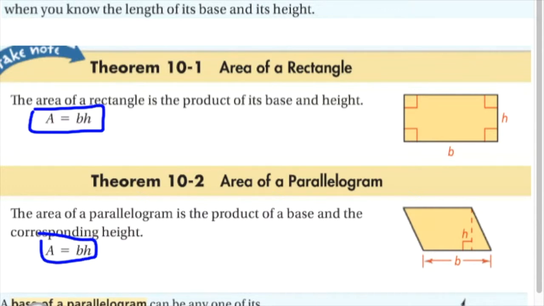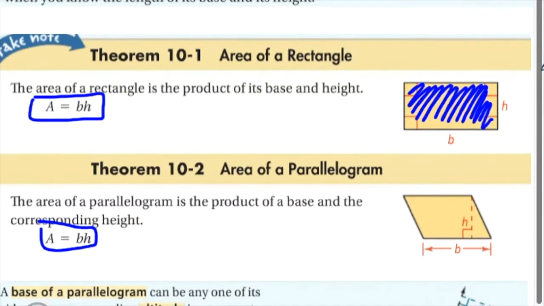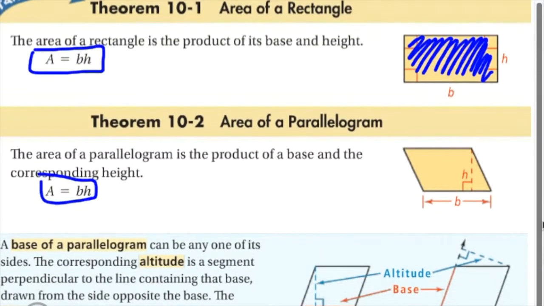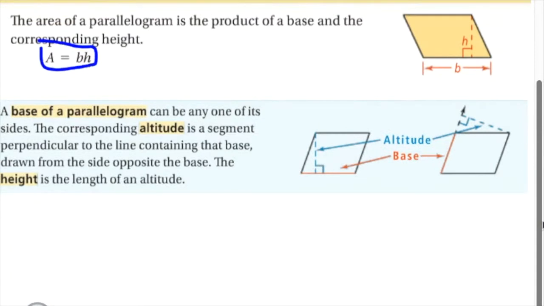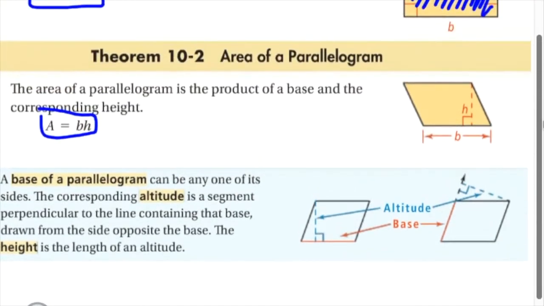So when you're finding area, you're finding really how much area inside of the shape. So we want to know how much space that takes up. So when we talk about area, we're talking about how long the base is, how long the height is for a rectangle or a parallelogram. Multiply them together to figure out how much space that rectangle would occupy in square units. Same exact thing with a parallelogram.